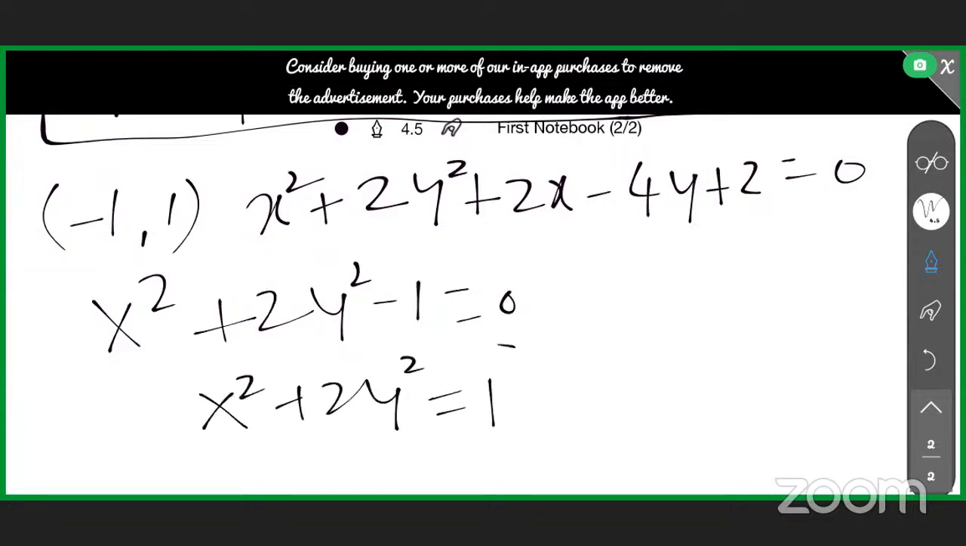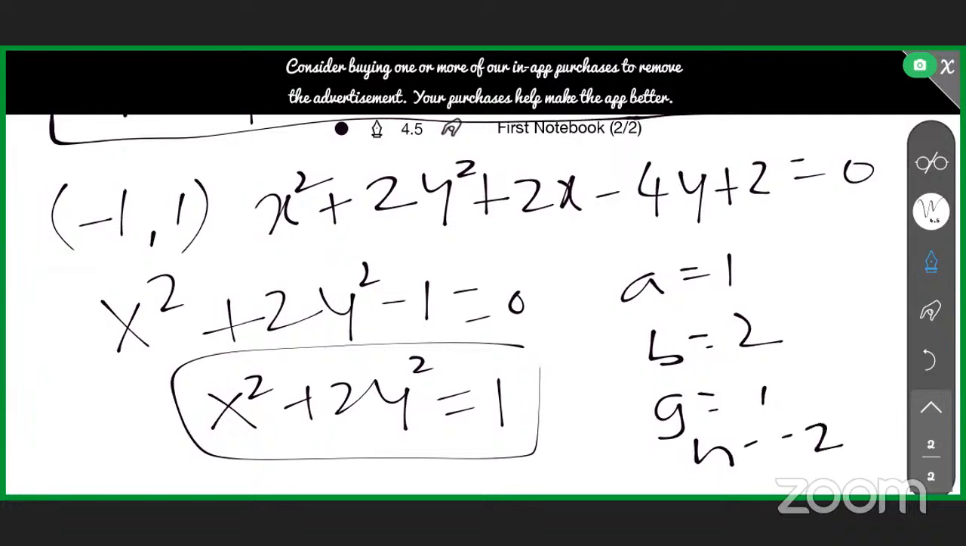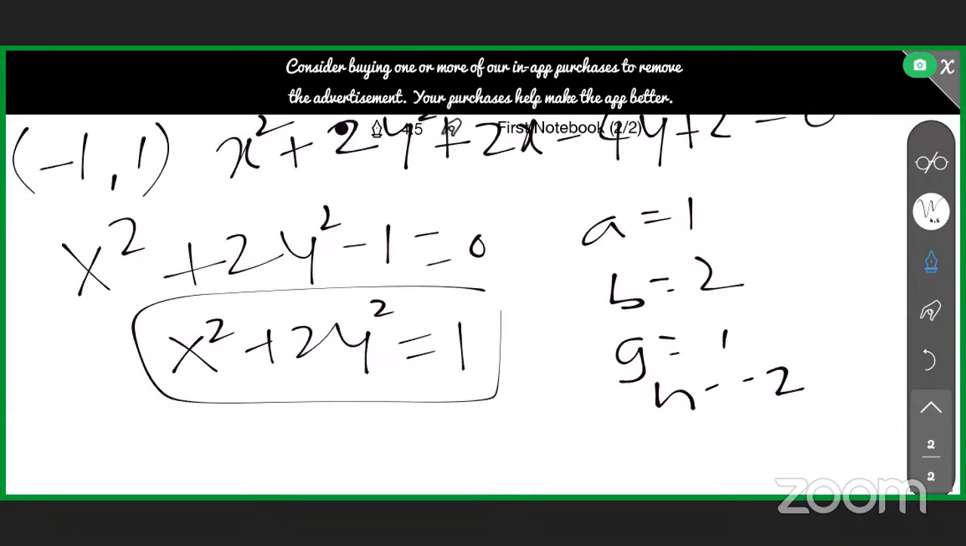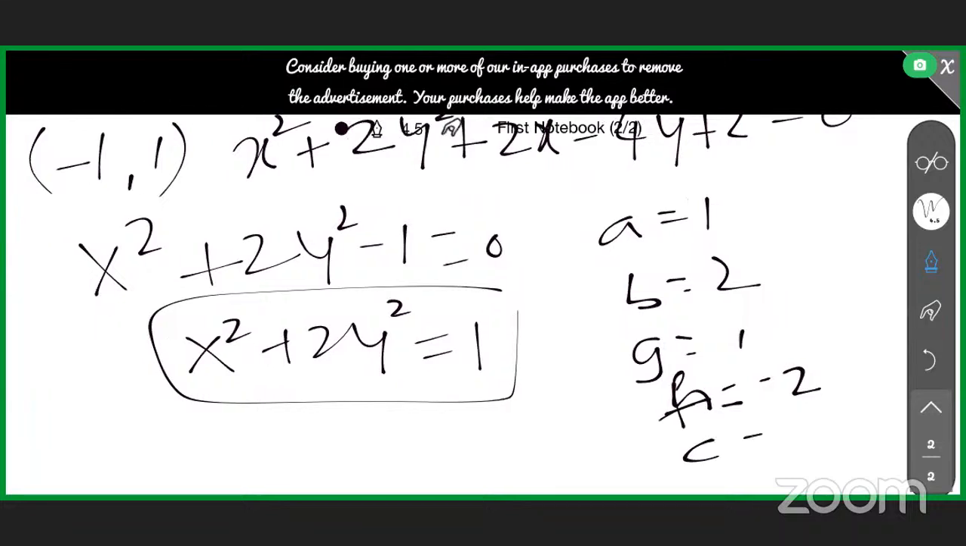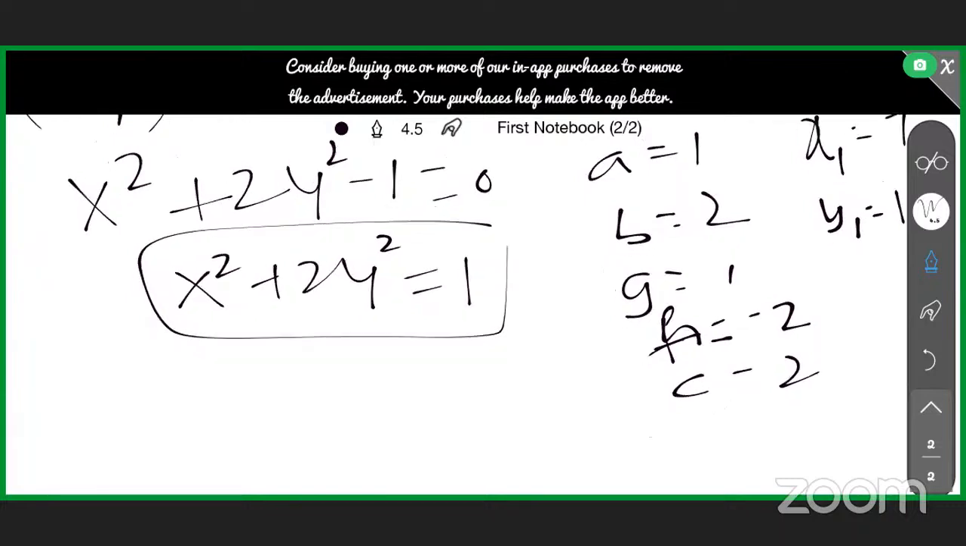So x square plus 2y square minus 1 is equal to 0, that is, 2y square is equal to 1. Same thing. My a value is 1. My b value is 2. My g value is 1. My h value is 0. My f value is minus 2, and my c value is plus 2, and my x1 is equal to minus 1, my y1 is equal to plus 1. So the equation becomes how much?